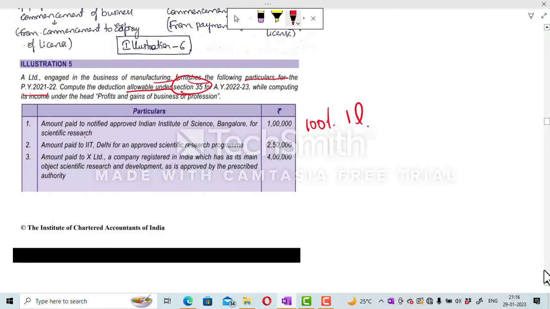Amount paid to IIT Delhi for applied scientific program. In the second row we have given this, no? We can take 100%, 2.5 lakhs. Amount paid to X Limited company registered in India which has main objective of scientific research and development, as approved by prescribed authority. So in the third scenario we have given this example, like any company registered in India who is investing in scientific research and development. 100% is available, 4 lakhs.